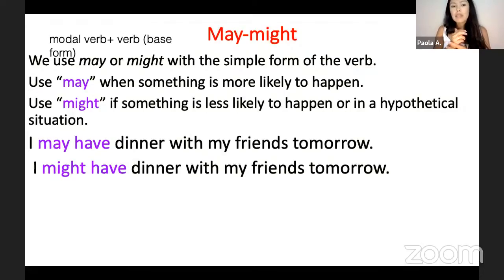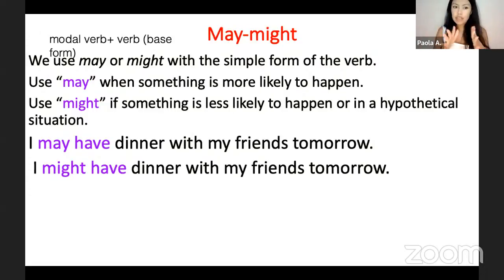Why? Because maybe you talked with your friends last week about meeting with them, but you haven't talked with them again. Maybe you're a little bit tired and you're not too sure if you're going to see them. So when you're talking about these plans with "may," it's more likely to happen than when you say "might," because with might, you're not that sure. You haven't made that many arrangements to meet with your friends or have dinner with your friends.